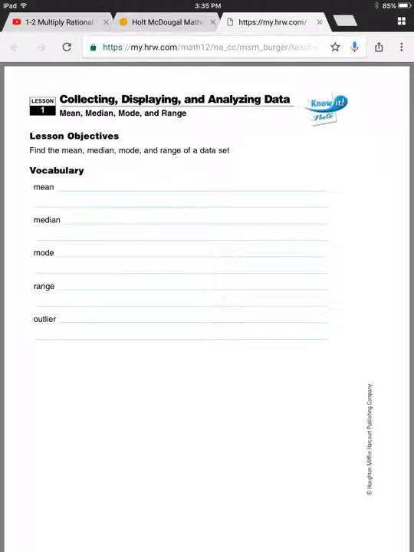Okay, today we are doing collecting, displaying, and analyzing data. The mean is the sum of the values in a set of data divided by the number of data items in the set. Just another fancy word for average that you probably learned about in elementary.